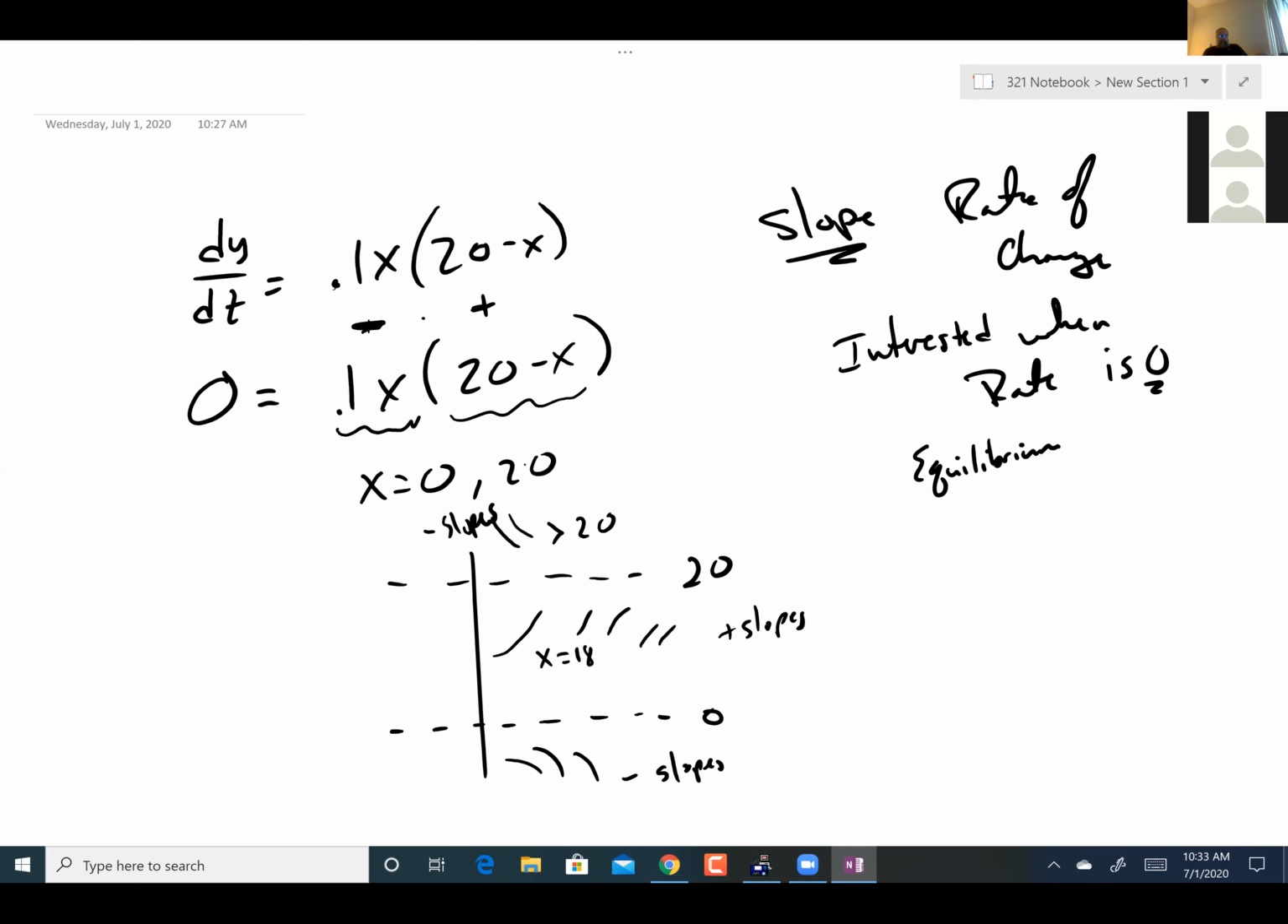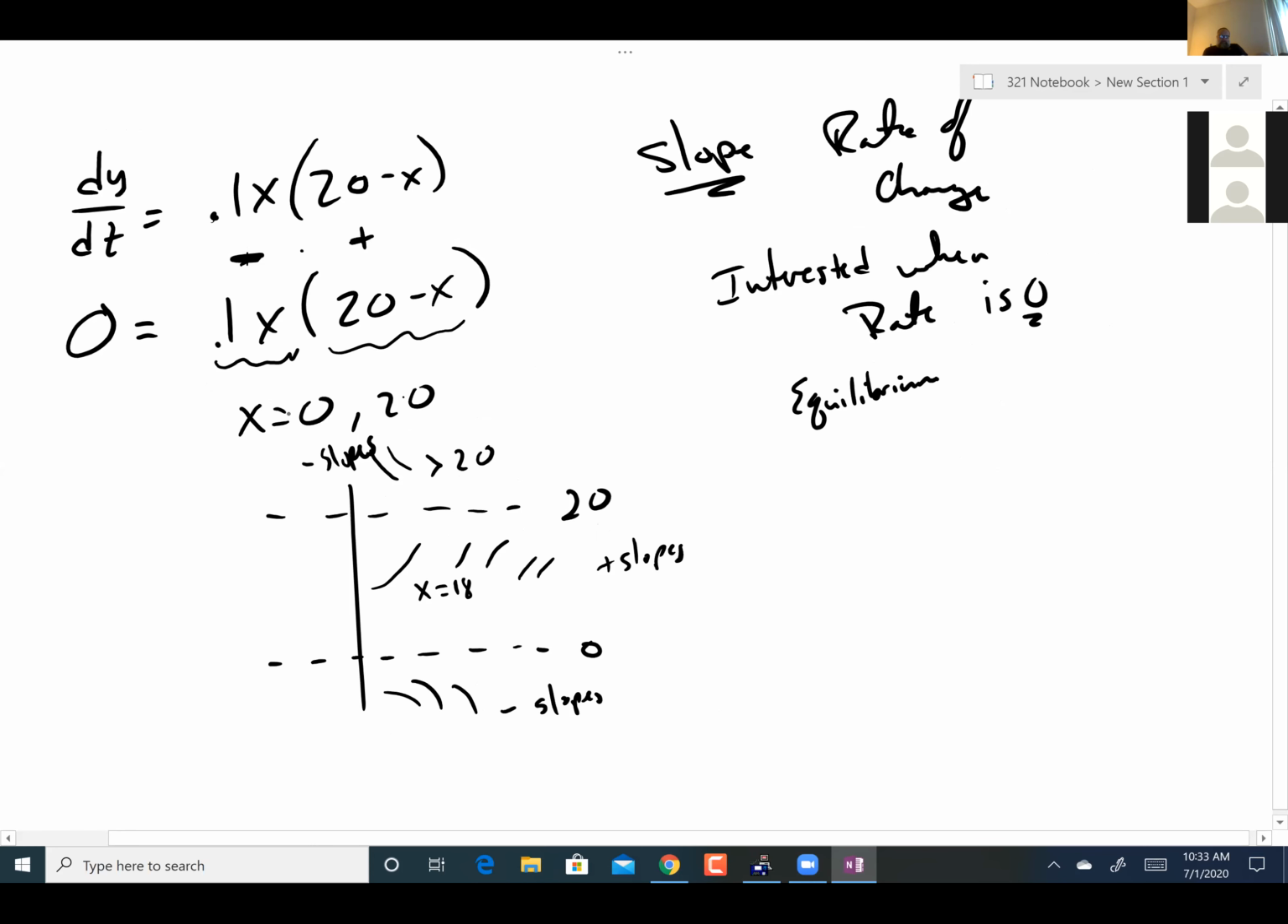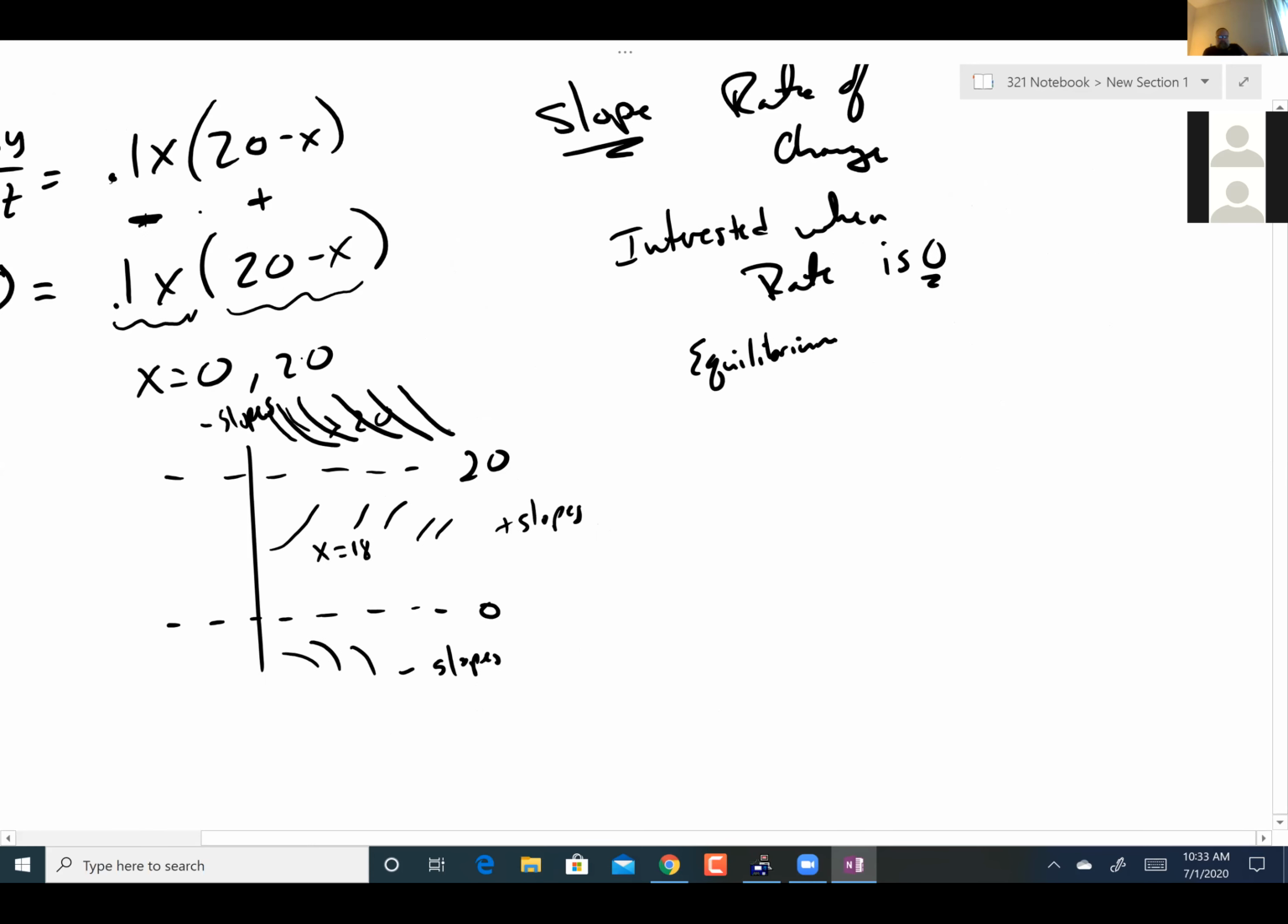And so we have a name for this. This guy here, where they're negatives, they're approaching from the top like so. And they're positive, they're approaching from the bottom like this. We call this a stable equilibrium.